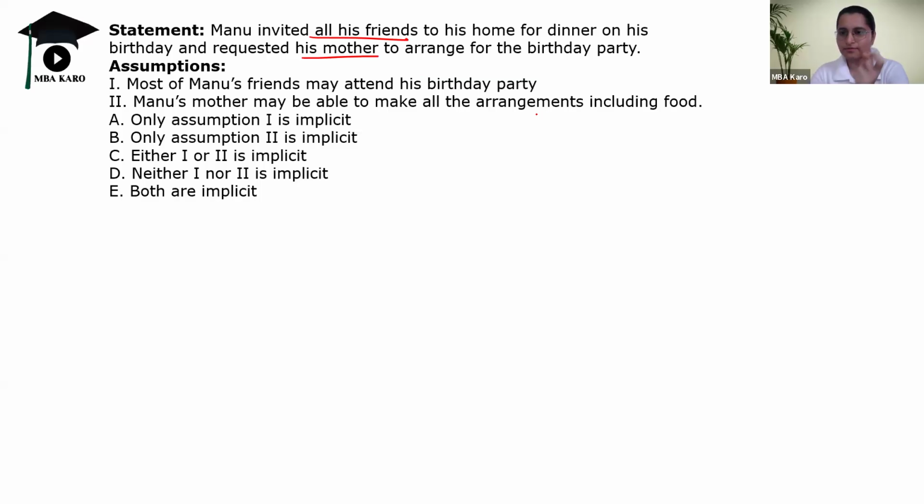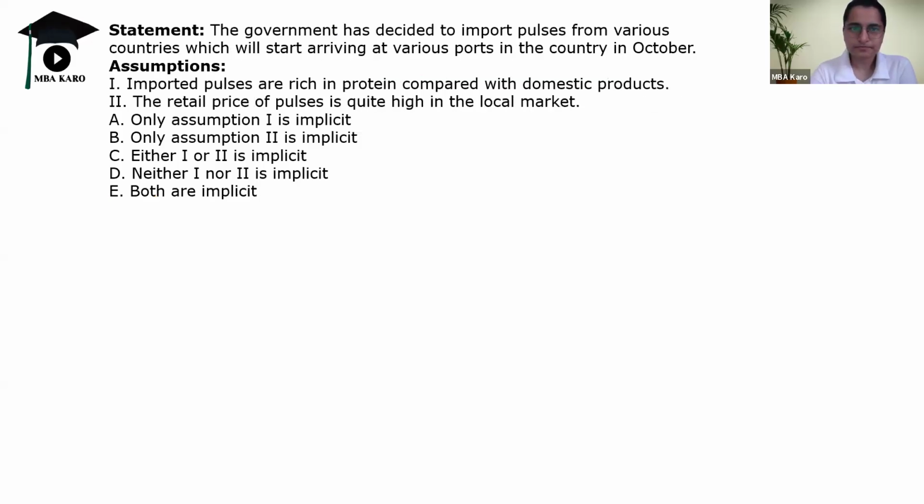So now, if we have to look for the assumption, number one, Manu inviting all his friends. Second, requesting his mother to prepare for the birthday party. So obviously, he's assuming both of these things, that most of his friends are going to come. Most of his friends may attend his birthday party. Second, his mother may be actually able to prepare for all these things, may be actually able to arrange everything. That is why he has requested his mother for the same, right? So in this situation, both are implicit, right? Easy one. Next.